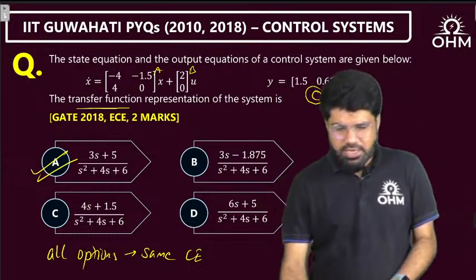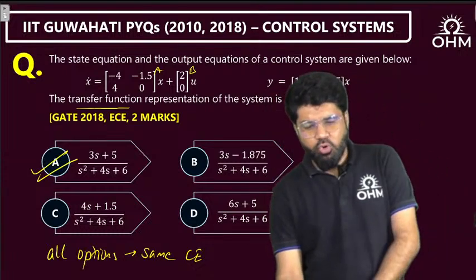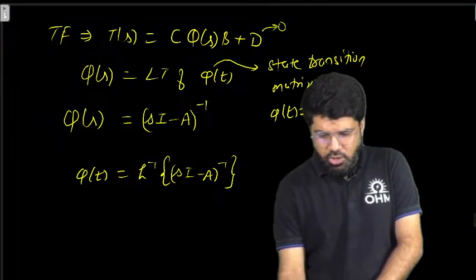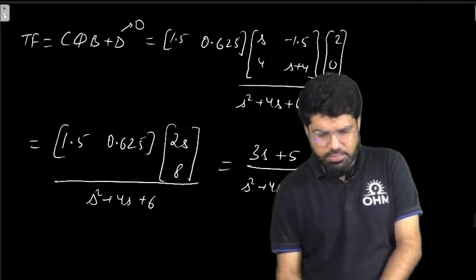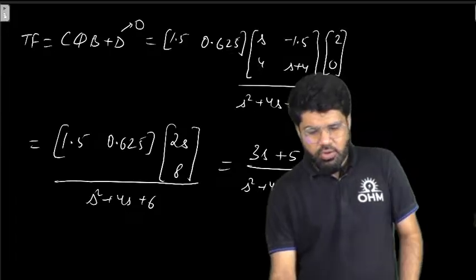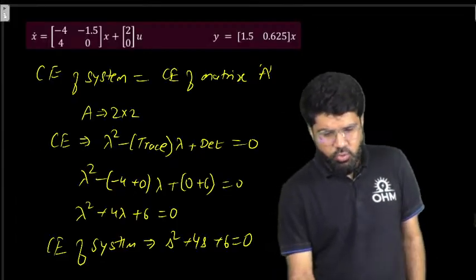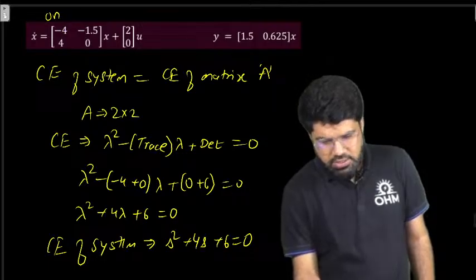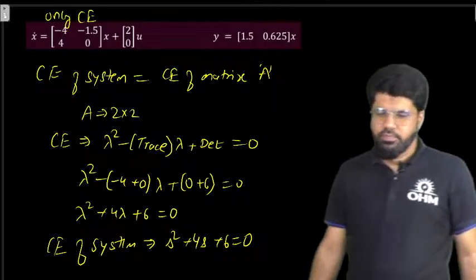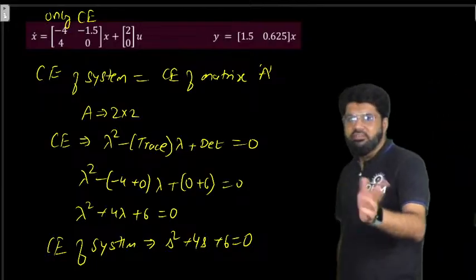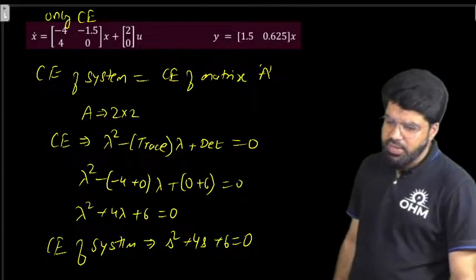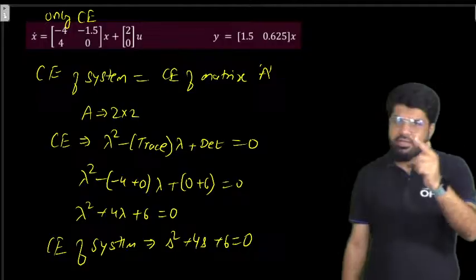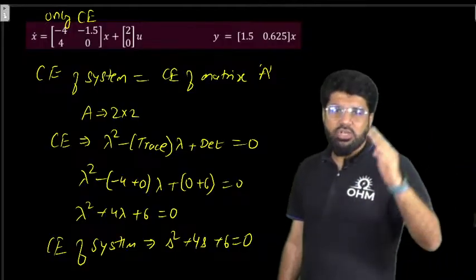This is the complete method. But if you only wanted the characteristic equation, the denominator comes up here also, s square plus 4s plus 6. That alone can be solved if you only want the characteristic equation. If the options had different characteristic equations, then this is a simple approach, but this question has the same denominators, so I have to solve the process completely.